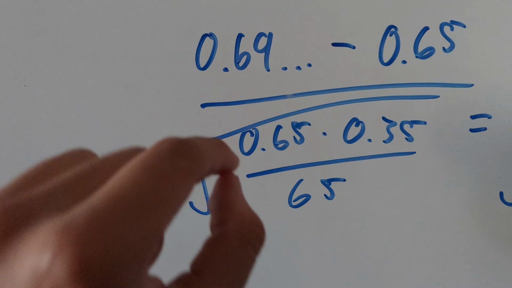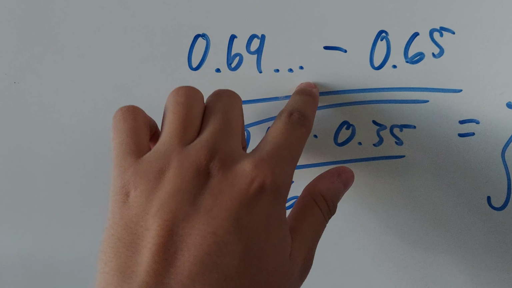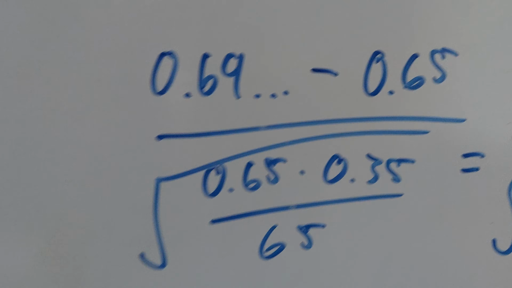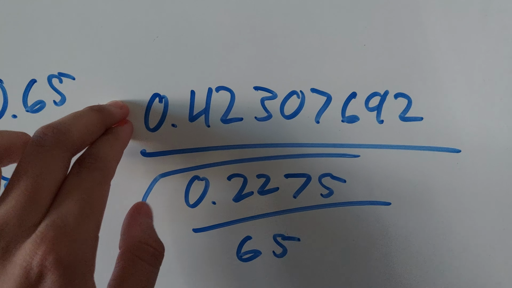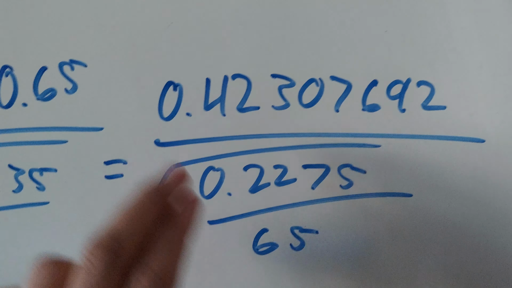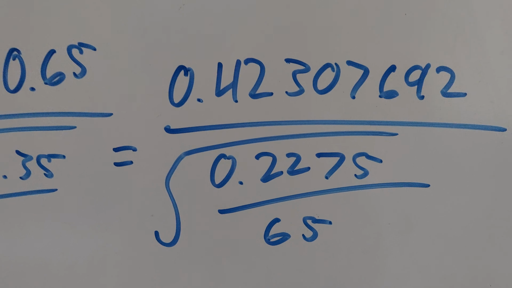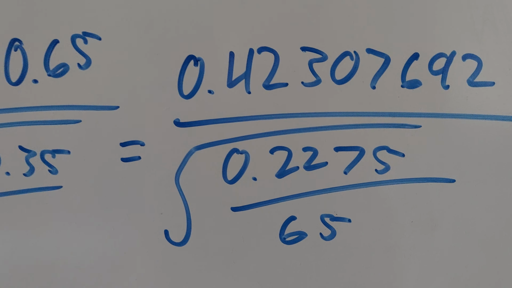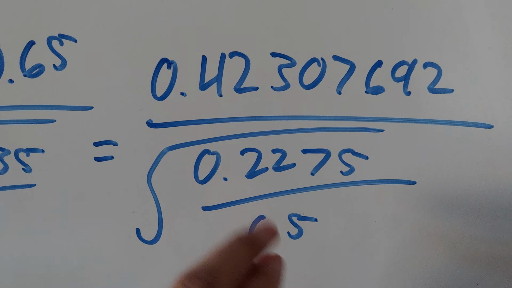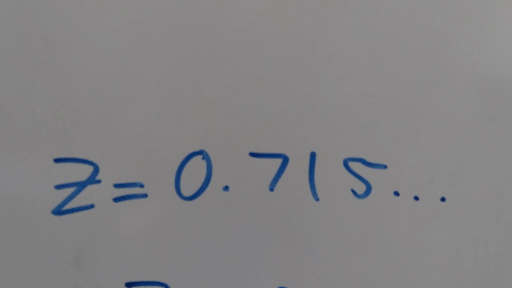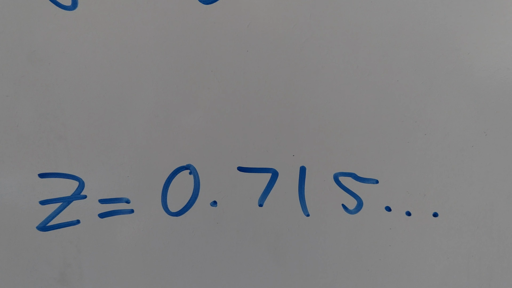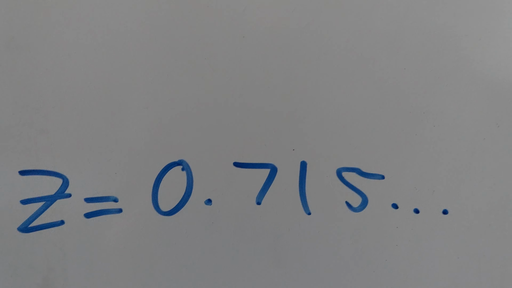Now what I'm going to do in the next step is I'm going to do this top part, and I'm going to do this middle part, which is going to leave us with 0.0430769 divided by the square root of 0.2275 divided by 65. And when I do this whole part in one fell swoop, we're going to get z is equal to 0.715 with some numbers represented by dots behind it.